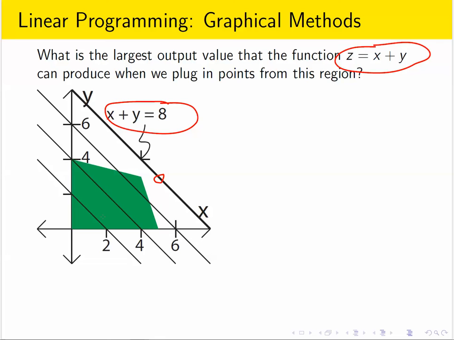So I can get certain z values out, like all of the points on the first line we drew gave me z values of 2. All of the points on the second line we drew gave me outputs of 4. This line corresponds to points that would give me an output of 6. And anything where that line intersects the region is a point that can produce that output. But there are no points in the region that can produce an output of 8. So what's the biggest value we could get out of this? Well, it's definitely something less than 8.